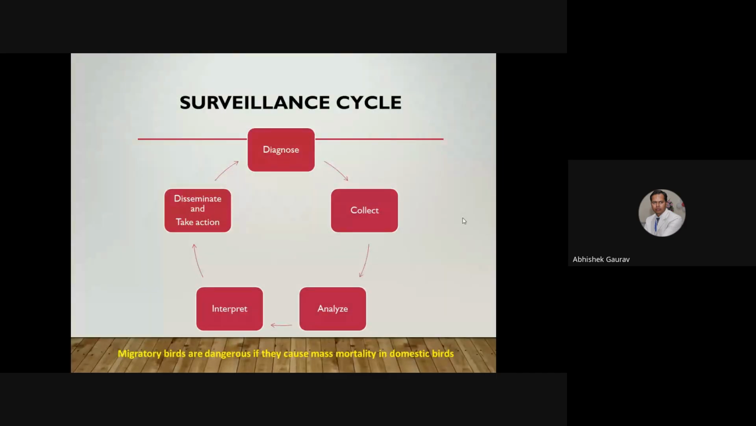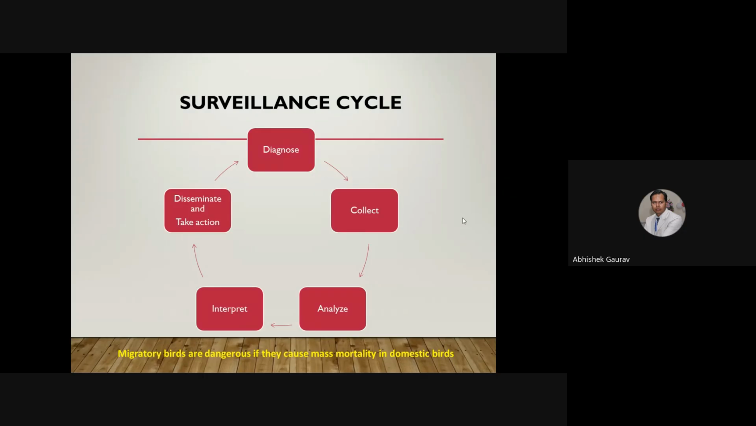Now, this is the surveillance cycle, very important. First point is diagnose. We have to diagnose the pathogen. Secondly, we have to collect the samples. Third, we have to analyze the samples. Fourth, we have to interpret the results. We have to match them against the standard criteria. That is known as the interpretation. And last is dissemination of the knowledge, and we have to take the action. This is the surveillance cycle.